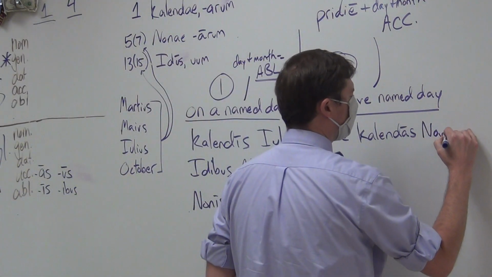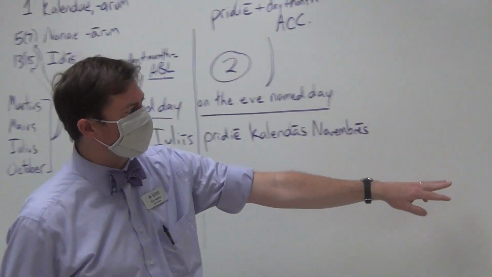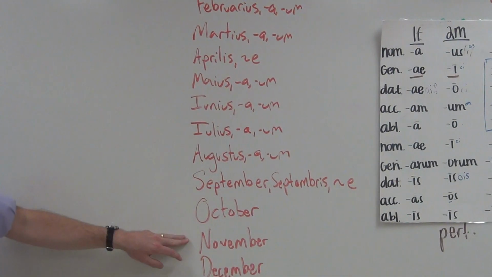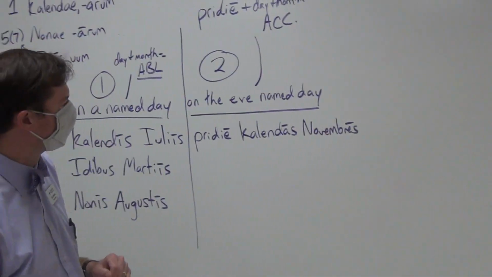And so it would be Novembres. Now, why am I going with Novembres? Remember, September, October, November, and December are all third declension. So therefore, it has a third declension ending.